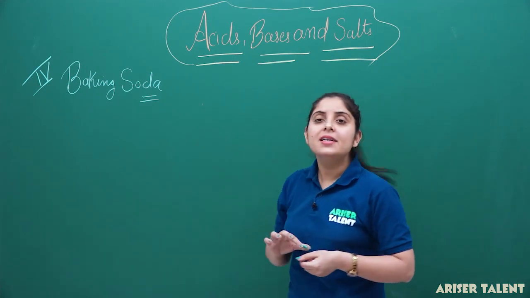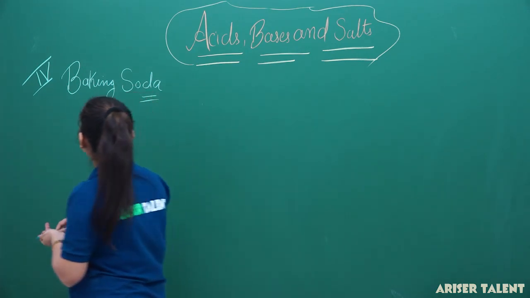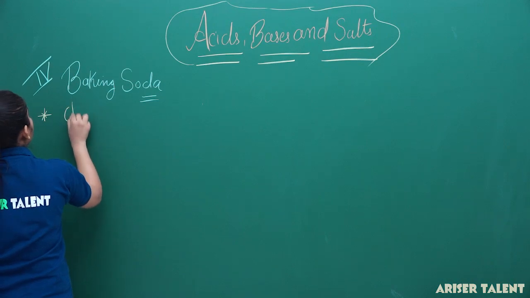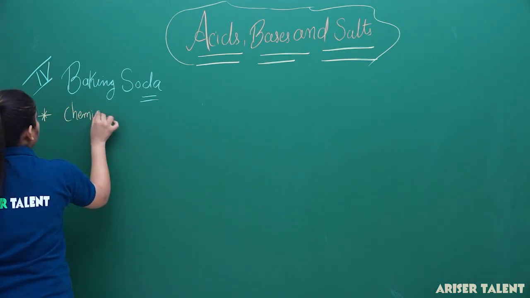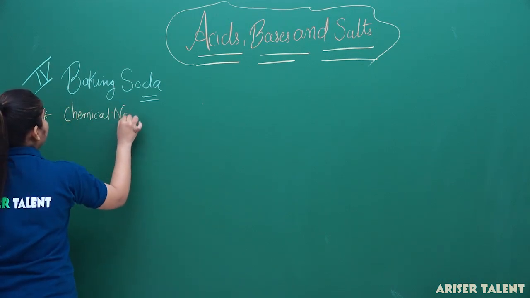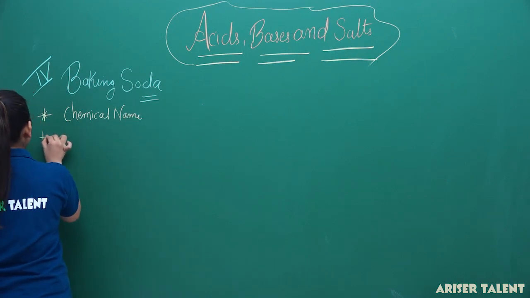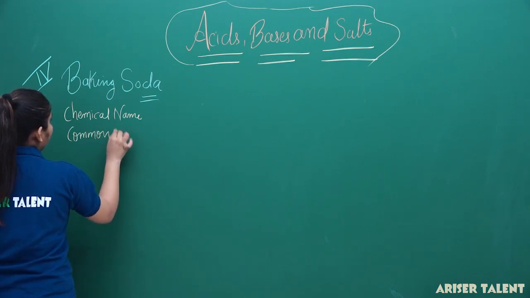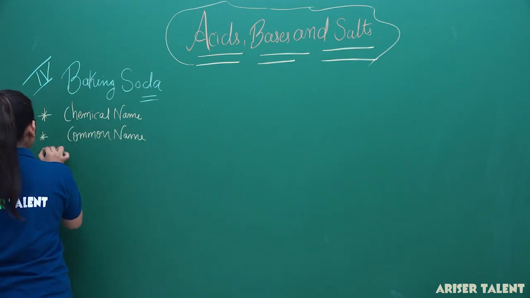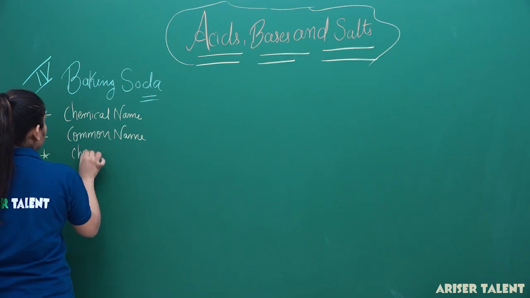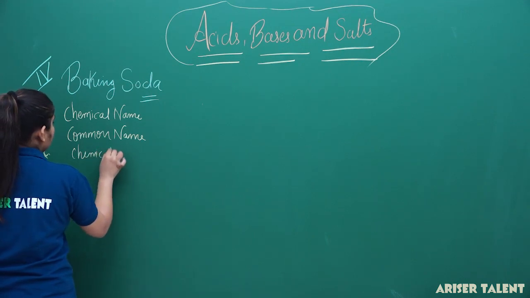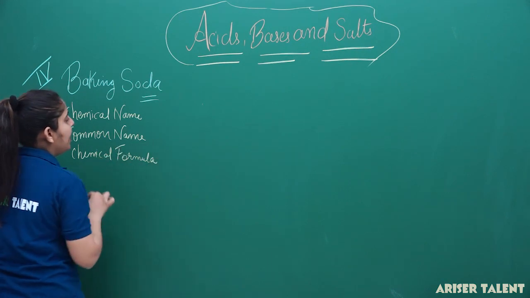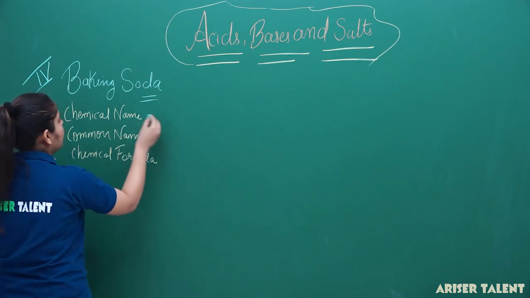Now we are discussing baking soda. So firstly I am writing its chemical name, then we will write its common name, then we will write its chemical formula, then the process of formation.